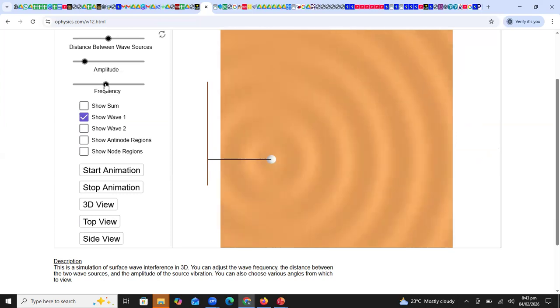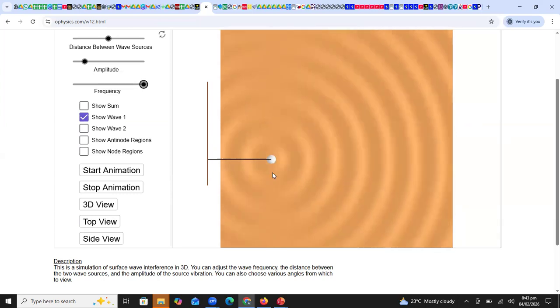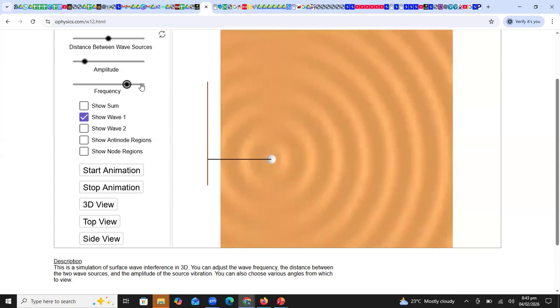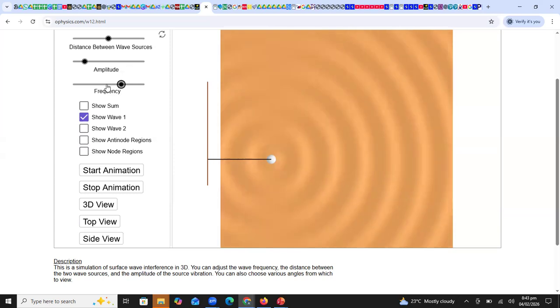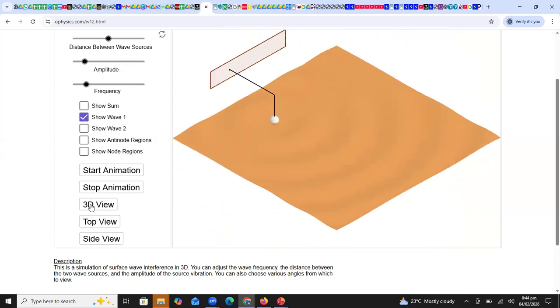All right, students, if I increase the frequency, this dipper will move rapidly. You can see it is moving at the fastest speed, so it is generating more cycles. And if I decrease the frequency, it means, beta, it will move slowly and generate fewer cycles. Are you understanding this thing, students? So this one is the ripple tank, beta.